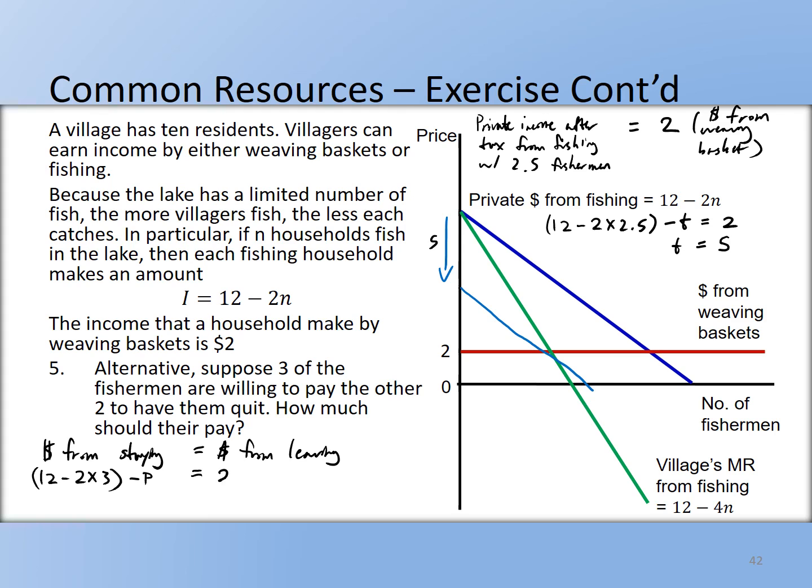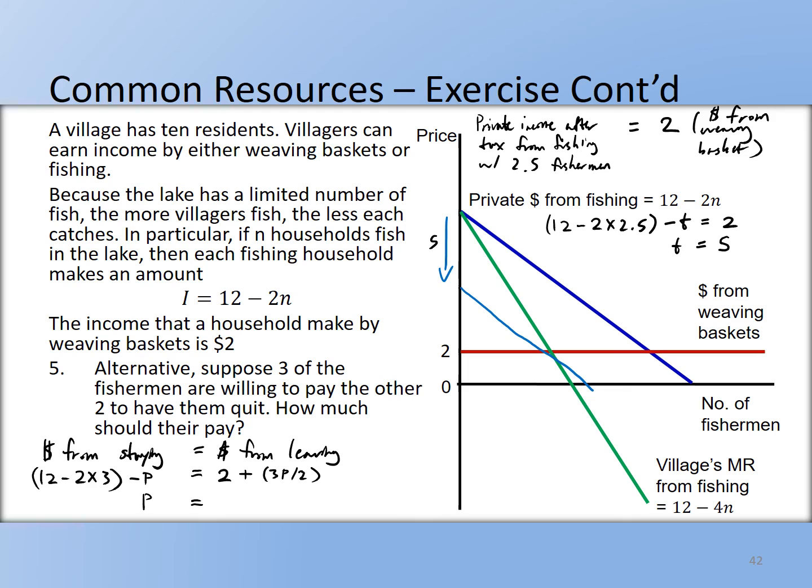Now, after they leave the industry, they're going to get $2 from weaving baskets, plus they get compensation from the fund. How much do they get? There are 3 people paying into the compensation fund, only 2 people drawing from it, so that's 3P divided by 2. So now you can solve for the amount needed to convince people to leave.